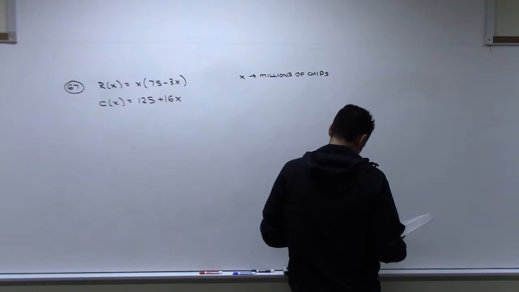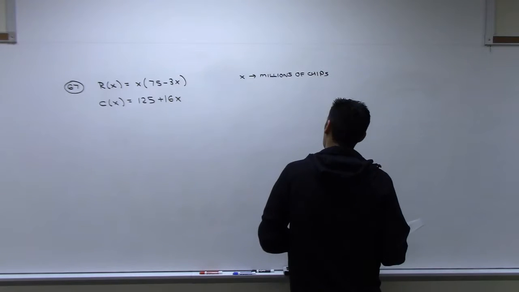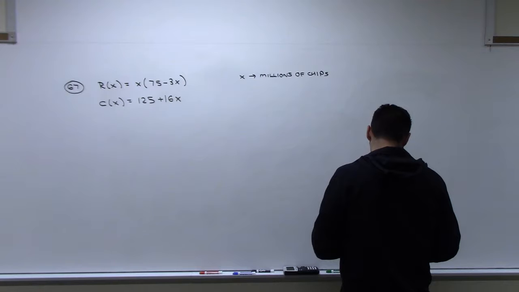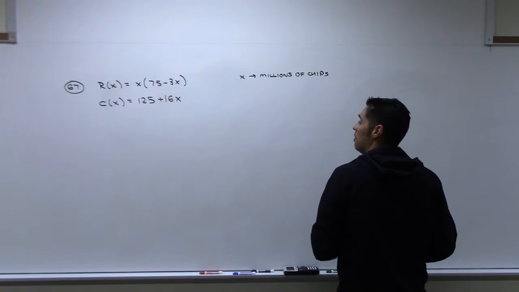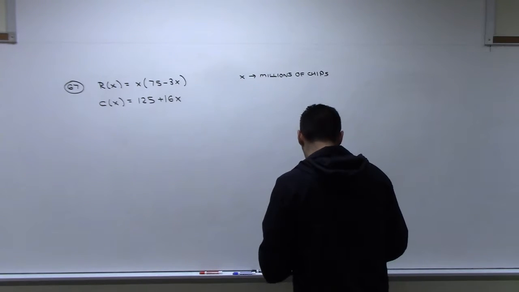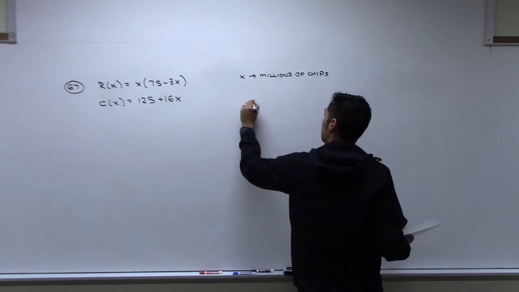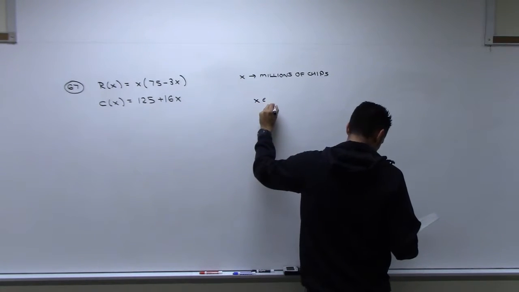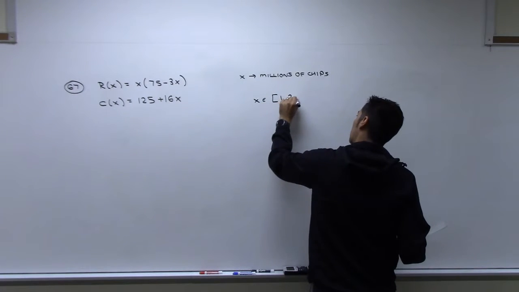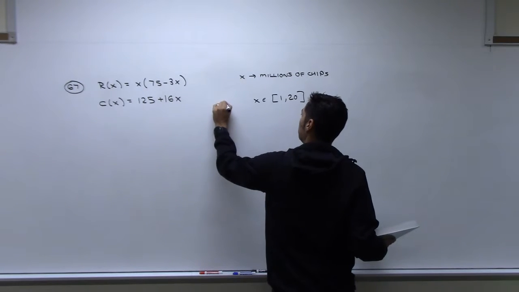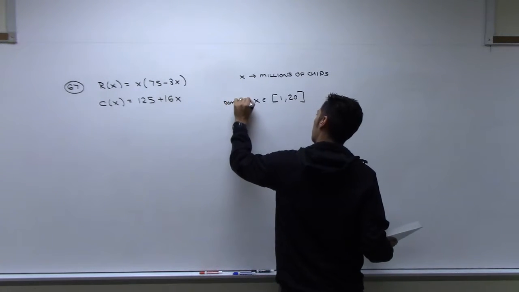And we're using the information from problem 65. So those are microchips, okay, for computers. So we have X is in millions of chips. R of X and C of X are measured in millions of dollars. And the domain is that X is an element of the interval [1, 20]. That's written a little different than they wrote it in here. But this is our domain.